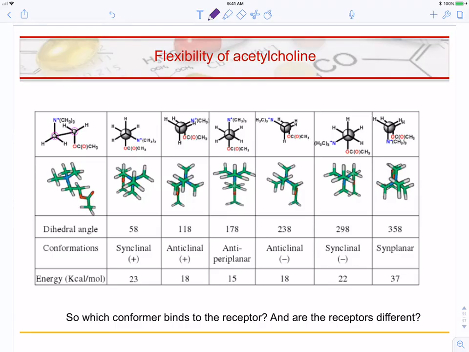How does acetylcholine act on two different receptors? Well, what has been found is that, in fact, this is due to the flexibility of the conformation of acetylcholine. And so different receptors bind to different conformations of acetylcholine. For example, the anti-periplanar conformation, which happens to be the most stable conformation, acts on the nicotinic receptor, but not on the muscarinic receptor.